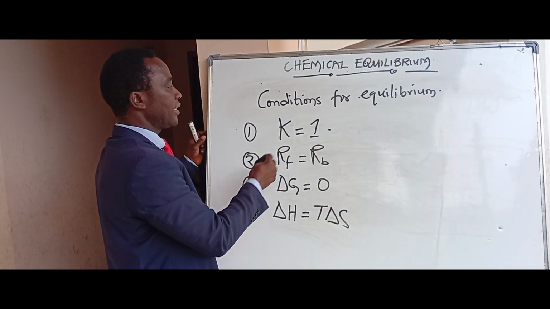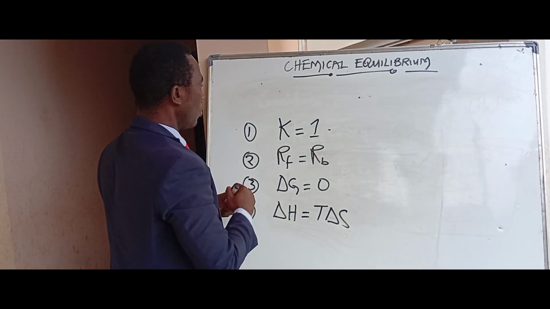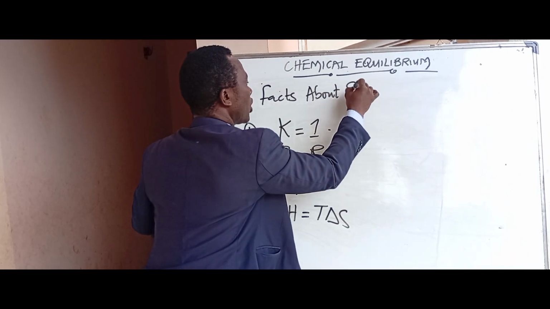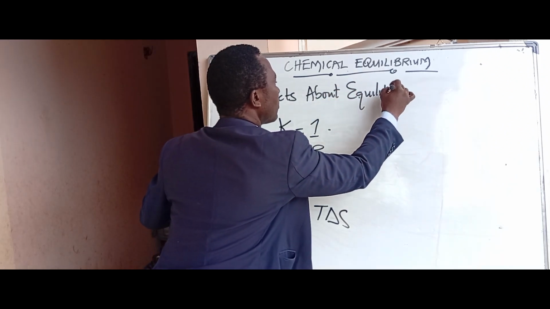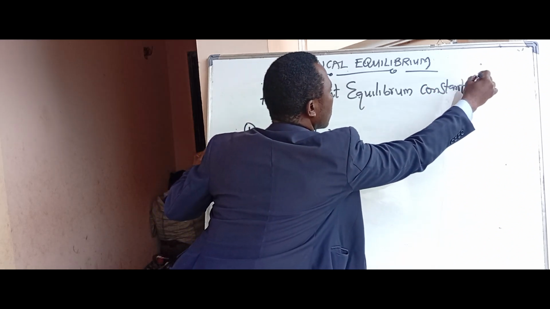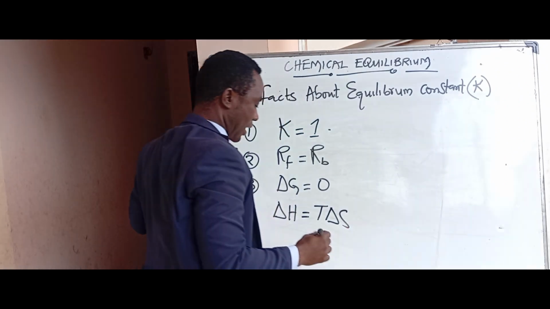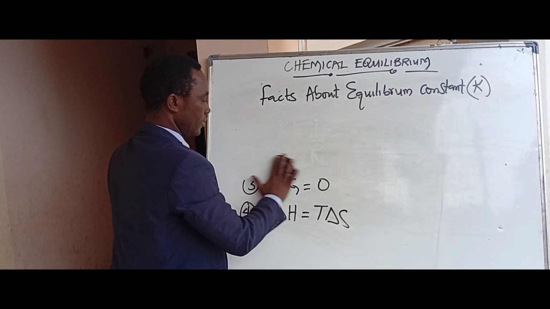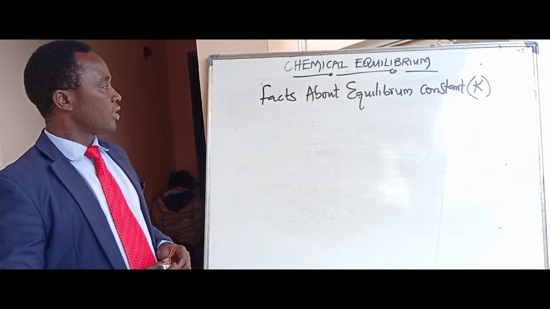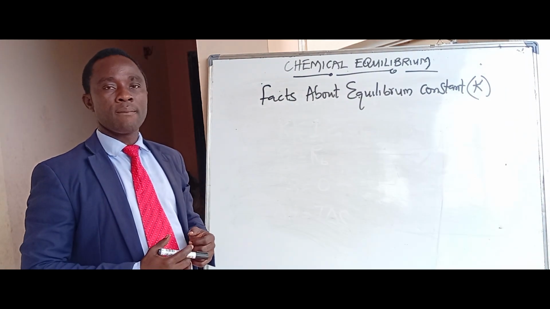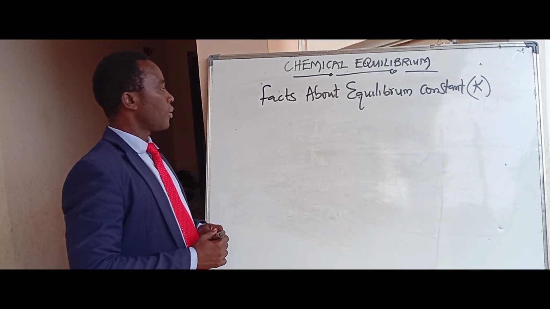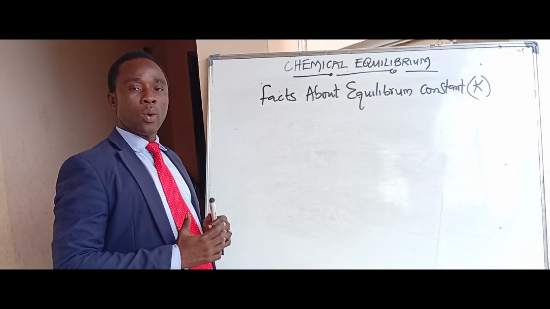Next in this class, we will take facts about the equilibrium constant K. What I mean by facts about the equilibrium constant K is what we need to know about the equilibrium constant of a reaction. Now, let us take them one by one.